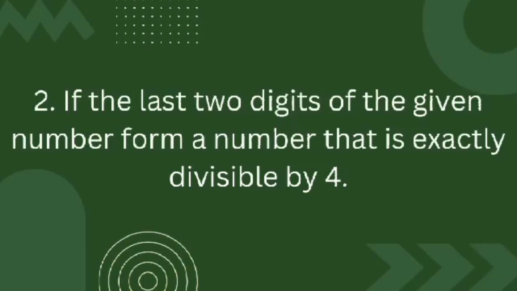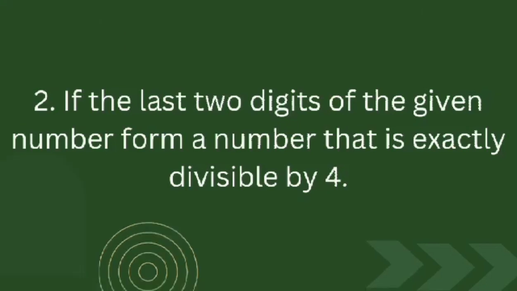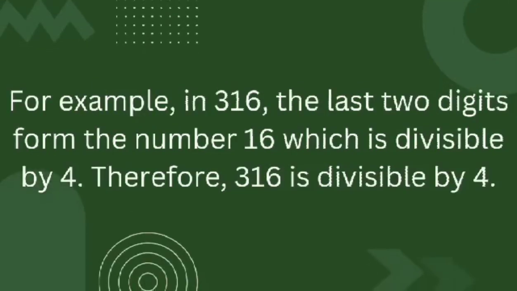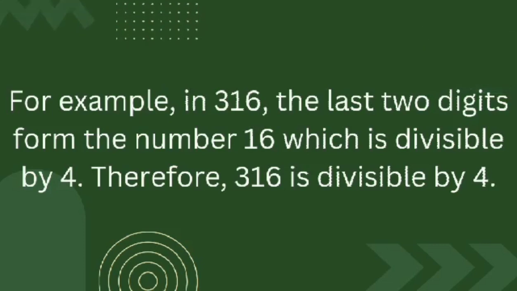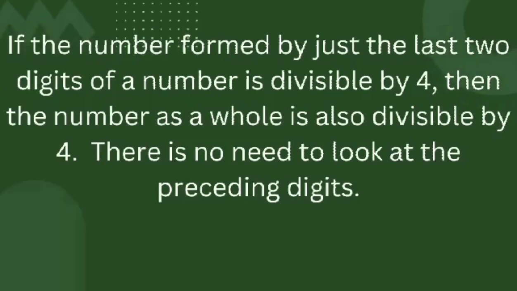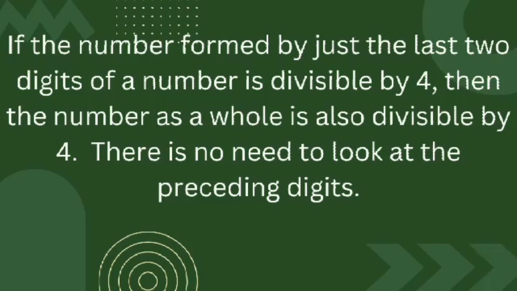Second, if the last two digits of the given number form a number that is exactly divisible by 4. For example, in 316, the last two digits form the number 16, which is divisible by 4. Therefore, we can conclude that 316 is divisible by 4. If the number formed by just the last two digits of a number is divisible by 4, then the number as a whole is also divisible by 4. There is no need to look at the preceding digits.